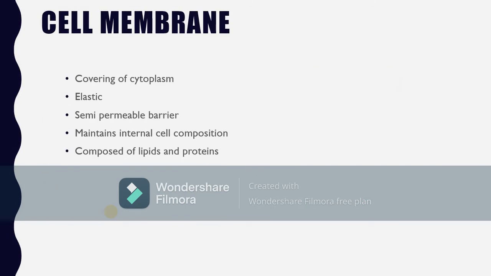Then we come towards the next part, that is the cell membrane. The cell membrane is actually the covering of the cytoplasm. It is an elastic, semi-permeable barrier.